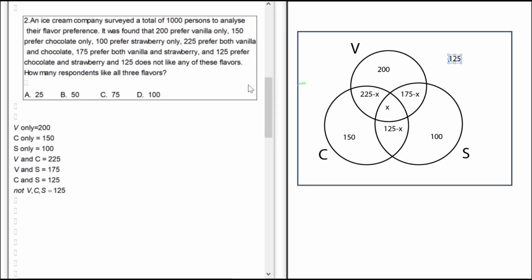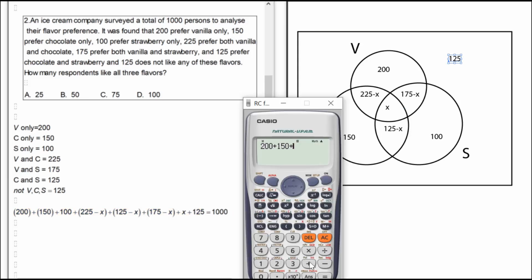We can now use the fact that there are a total of 1,000 persons in this survey. So just like in the previous question, we will just add up all the terms here. This is basically just adding all the terms that we have in the Venn diagram. Equals 1,000. So we got X equals 50.